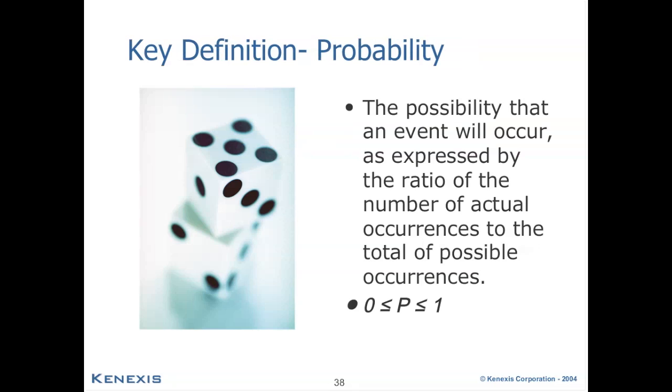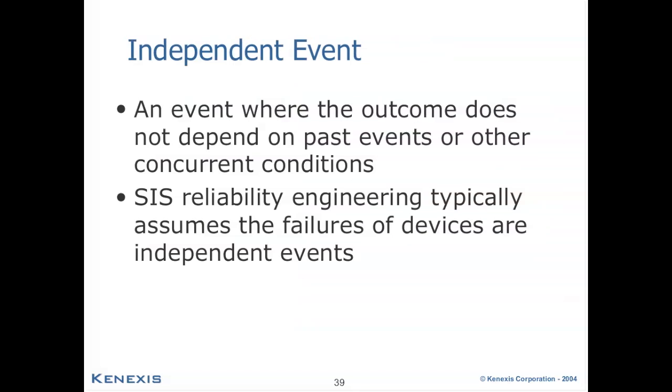In order to understand how events are related, we have to provide a definition of probability. With concern to probability, we're looking at the possibility that an event will occur, as expressed by the ratio of the number of actual occurrences to the total of possible occurrences. It will fall somewhere between 0 and 1. An independent event is an event where the outcome does not depend on past events or other concurrent conditions. Within reliability engineering, we typically assume that the failures of devices will be independent events.